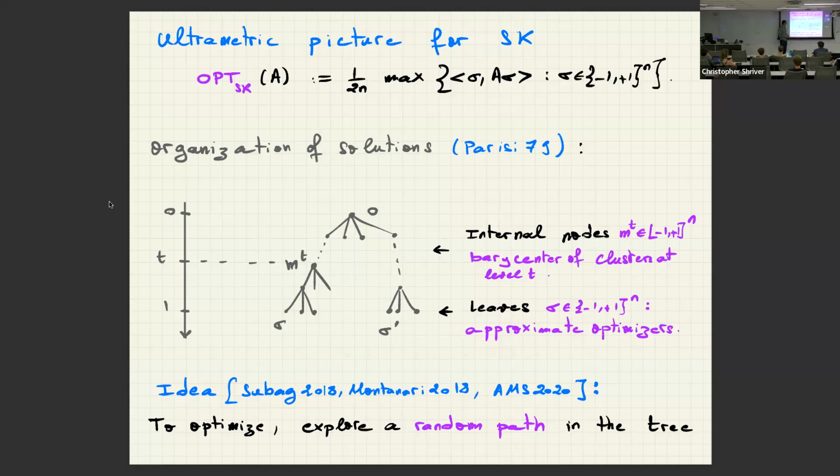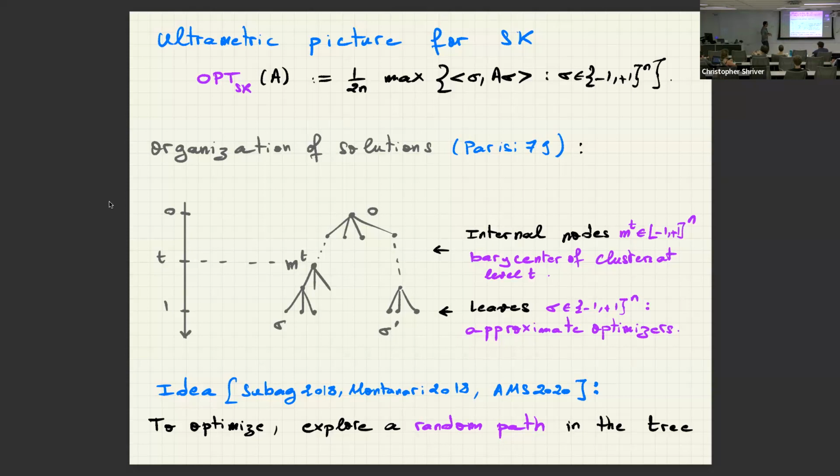Okay. So you're starting from the origin, and then every MT is a point inside the cube, which is supposed to be the geometric barycenter of all the points that are inside this cluster, right? There's a very geometric picture that you can have in mind. These are the corners of the cube that you're interested in. And then you start from 0, and then you can follow one branch of that tree. And somehow you approach a corner by going from parent to child, etc.